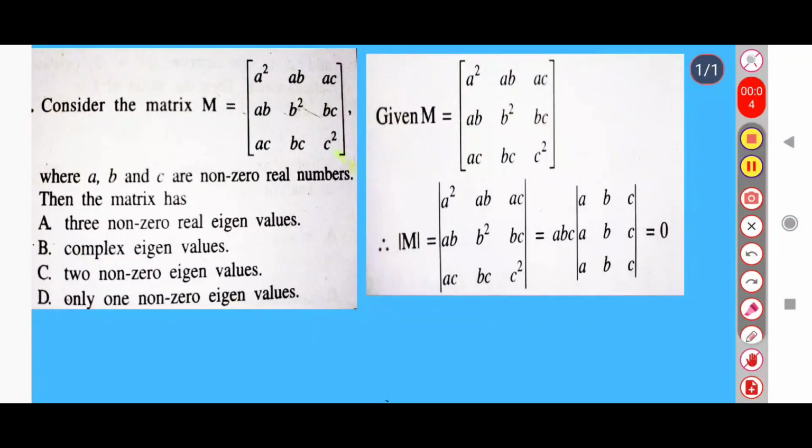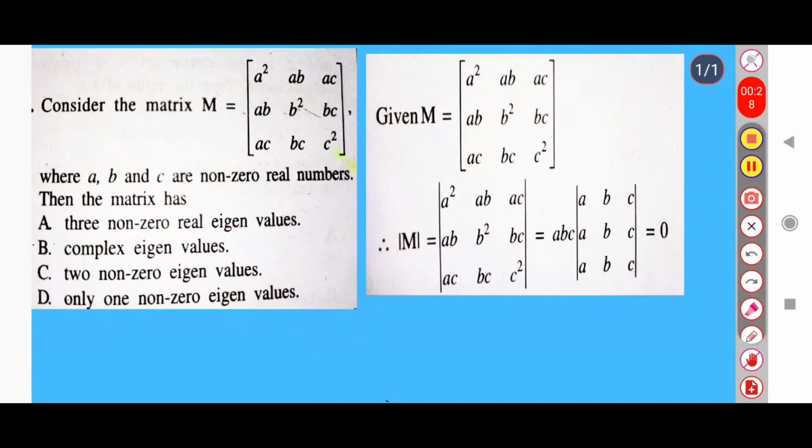In this video, I will discuss a problem of linear algebra. See the problem. Consider the matrix M equal to [A squared, AB, AC; AB, B squared, BC; AC, BC, C squared]. The matrix is given where A, B, C are non-zero real numbers. Then the matrix has: option A, 3 non-zero real eigenvalues.